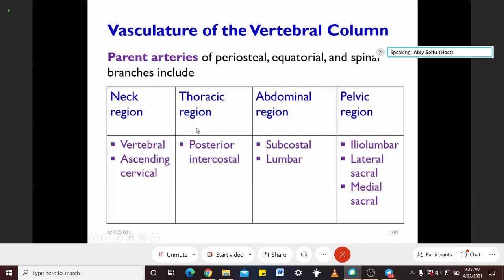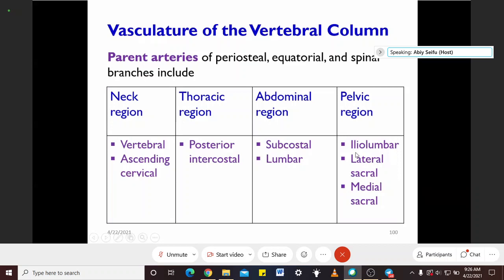In the thoracic region, there is the posterior intercostal artery, which arises from the thoracic aorta. In the abdominal region, there is the paired subcostal artery and also five lumbar arteries. Within the pelvic region, there are the iliolumbar, lateral sacral, and medial sacral arteries, which arise from the internal iliac artery. The aorta bifurcates into the right and left common iliac arteries, and each common iliac artery further divides into the external and internal iliac arteries. Therefore, these arise from the internal iliac artery.